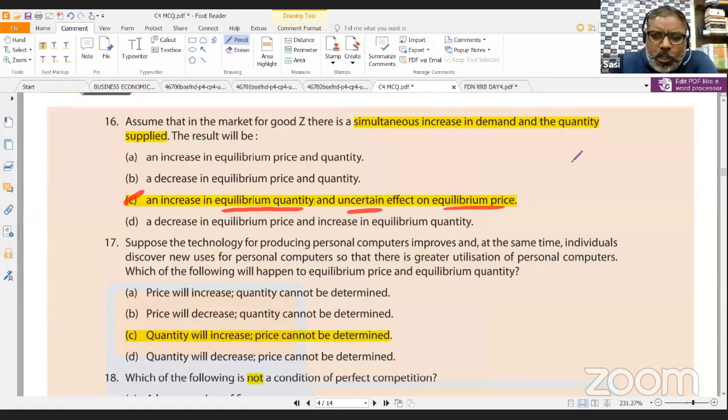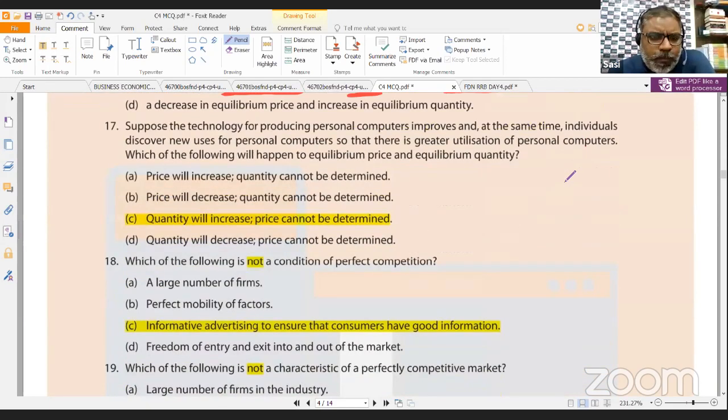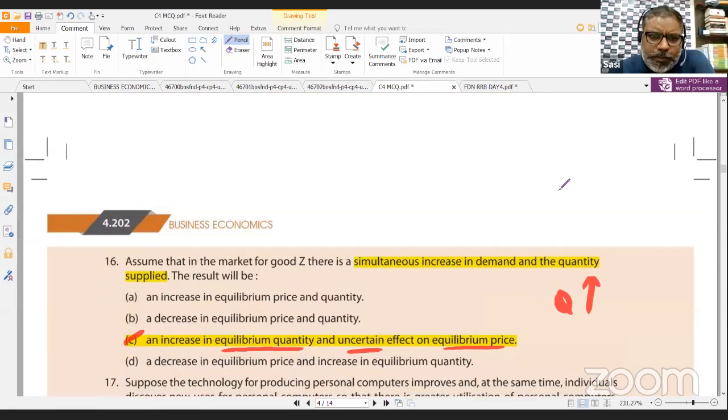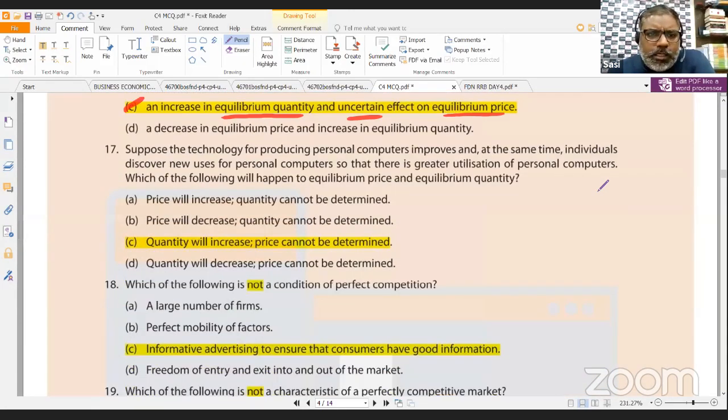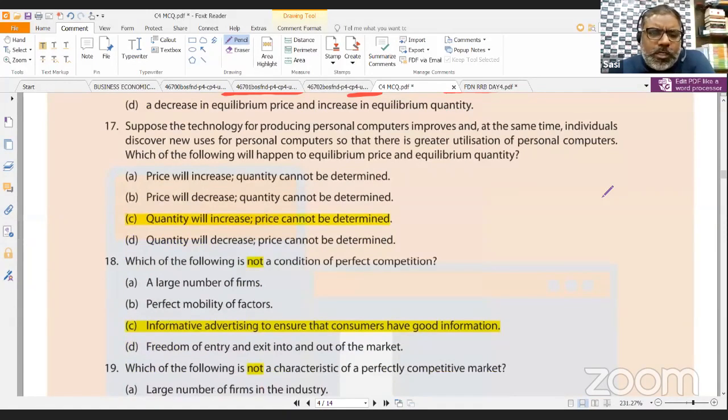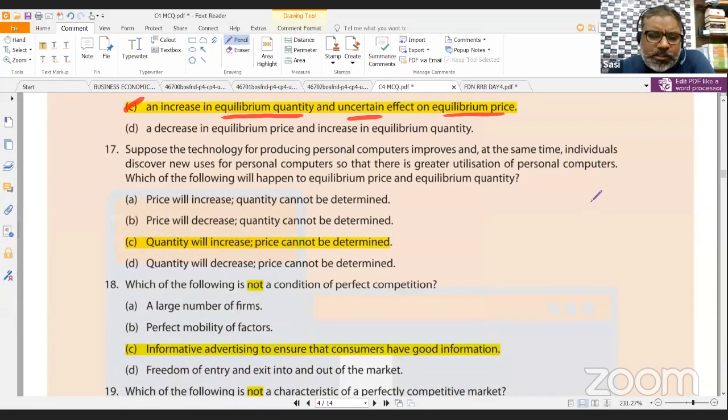Why? Because we don't know whether the increase in demand is more than, equal to, or less than the increase in supply. Without knowing that, we cannot talk about price. But one thing for sure, when demand and supply both increase, quantity is definitely going to increase. So C is the correct answer for question number 16. A lot of questions can definitely be expected from this. I told you already, increase in demand and supply type of situations are very important from the examination point of view. Now again the same. Question number 17.